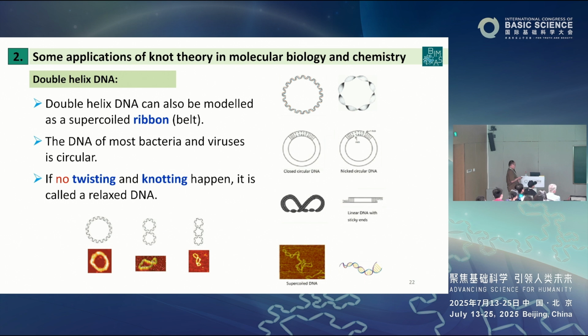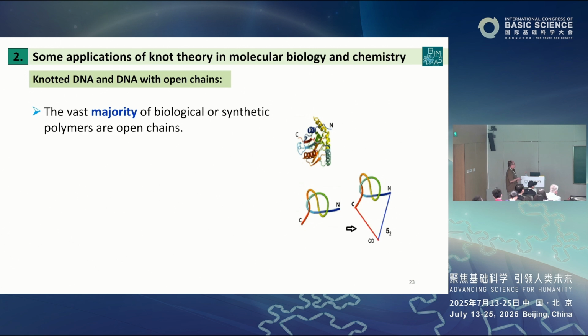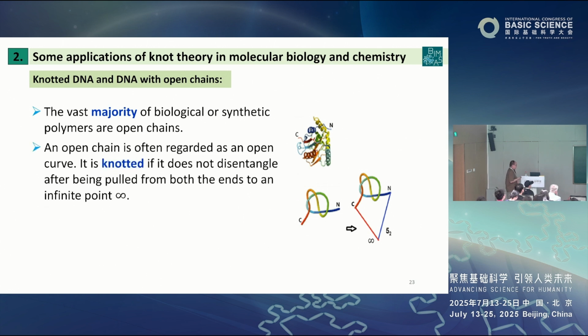If there is no twist and nothing happens in the DNA, it is called a relaxed DNA. The vast majority of biological or synthetic polymers are open chains, not closed. But how do we define a knot on an open chain? We define it this way. The open chain is often regarded as an open curve.